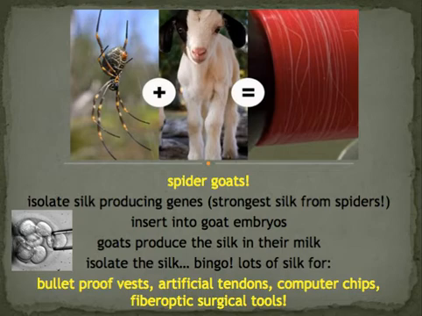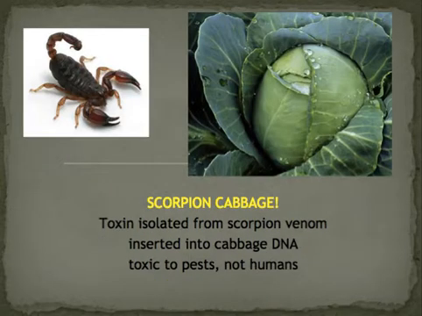If you have a lot of silk, then you could make things like bulletproof vests that are very thin and light, artificial tendons, and computer chips. Instead of using silicone, using silk, fiber optic surgical tools. All of these things are possible through silk fibers and goat's milk. So that's an example of hybridization, taking a gene from one animal or species and putting it into another species.